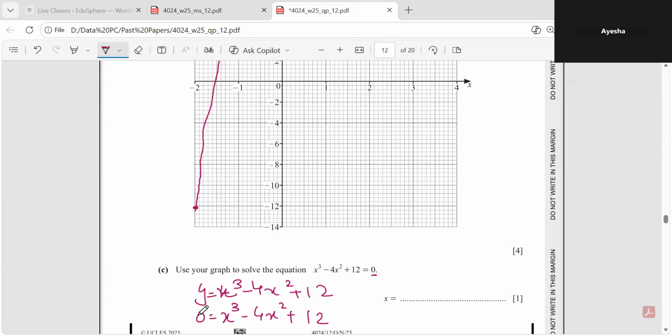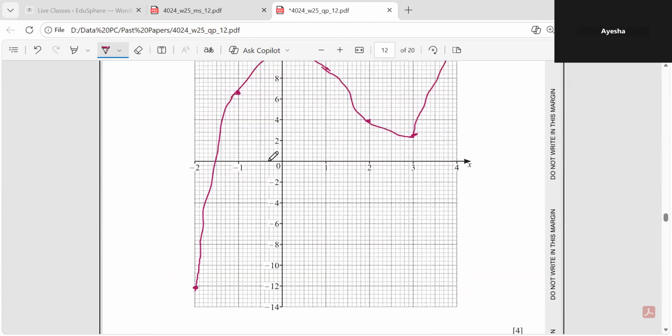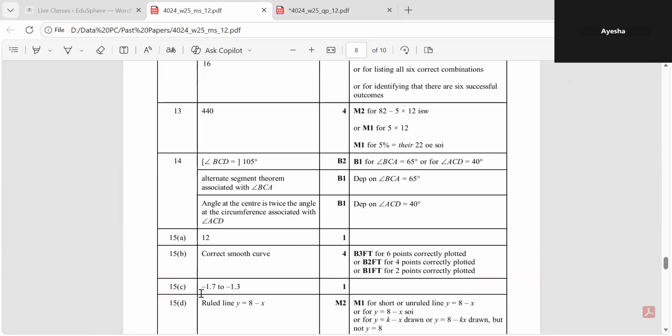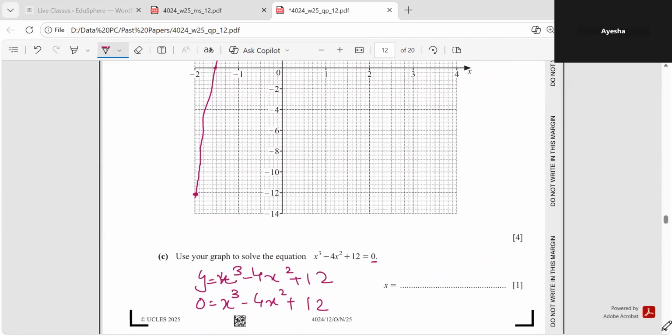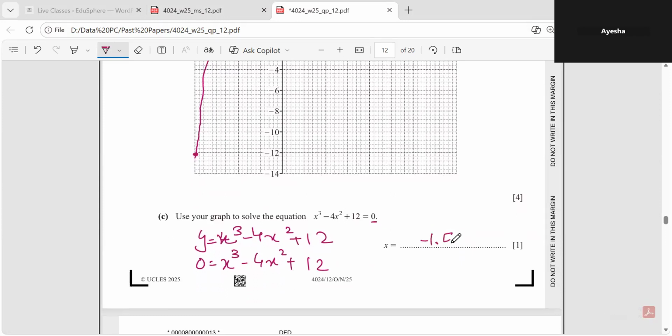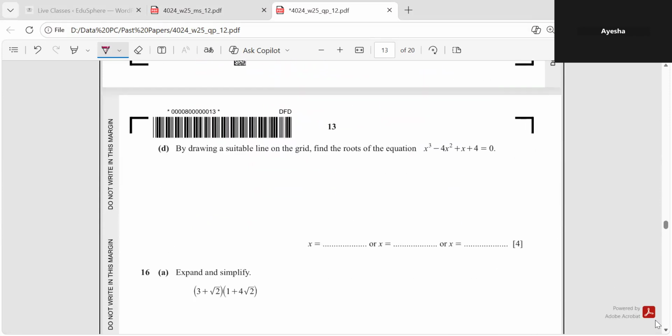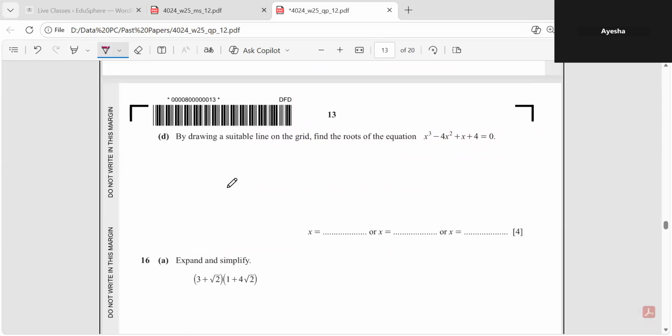So it means that first we have to check our graph. y equals 0 means this is actually the x-axis. So if we look at the x-axis, our line is cutting it. My line was not very proper, so it might be between -1 and -2, maybe -1.5, but it may vary because they have given you the range. It can be from -1.7 to -1.3, so all answers in that range will be acceptable. In my case, it's -1.5.